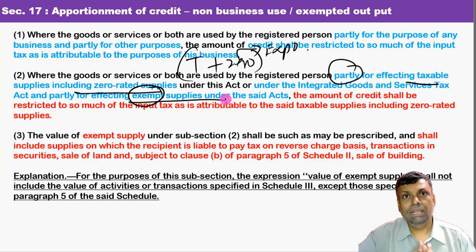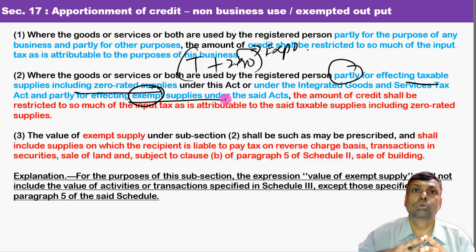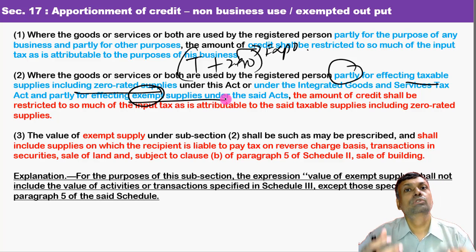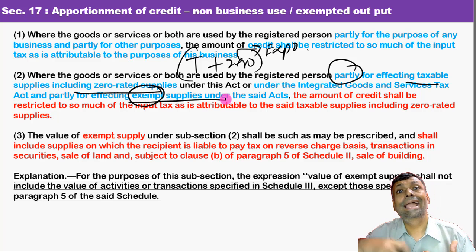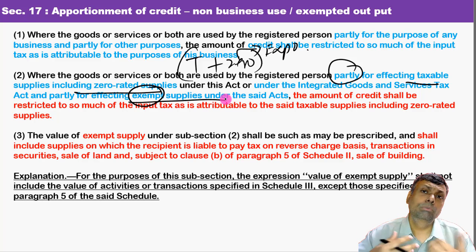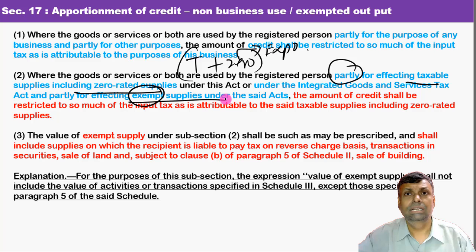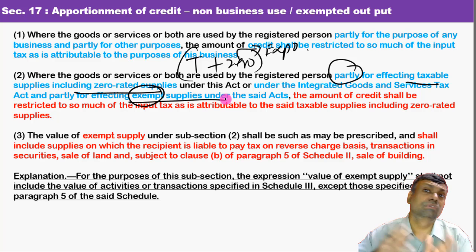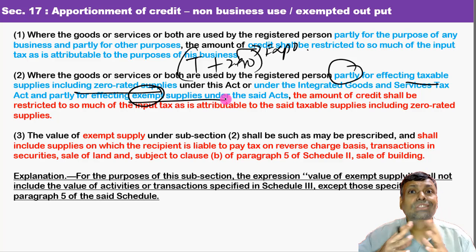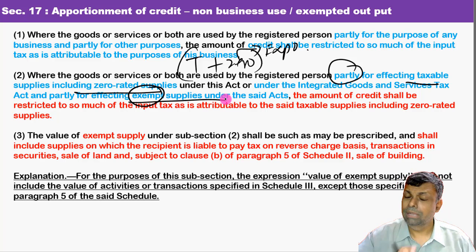That means if there is input tax credit in relation to the exempt supplies, to that extent it is going to go for disallowance. That means you are using inputs for the purpose of making exempted outputs. That is going to be basically a disallowance of the input tax credit. So inputs used for the exempted outputs are not eligible for input tax credit. However, in some proportionate way, if it is a mixed one.